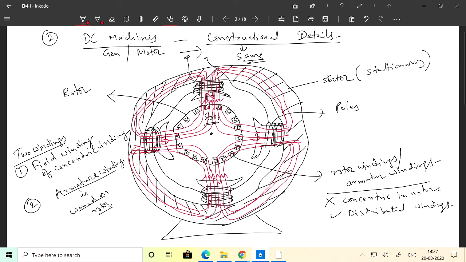Now tell me, the rotor is a rotating part. It rotates in clockwise direction or anti-clockwise direction. Normally anti-clockwise direction is taken as reference, right? So this rotor is rotating at a particular rated speed.